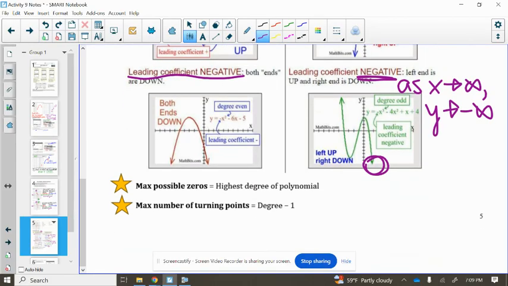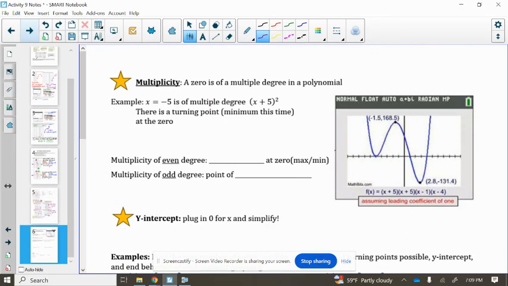We also could tell from just the function, without a graph, the max number of zeros. That's going to match the highest degree of our polynomial. The max number of turning points would be that degree minus 1. And then on the last page, we see this vocab word, multiplicity. Multiplicity essentially is a zero that is of multiple degree in a graph.